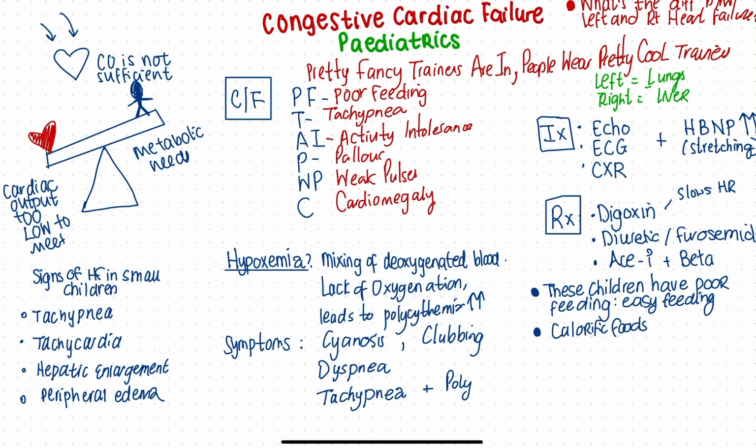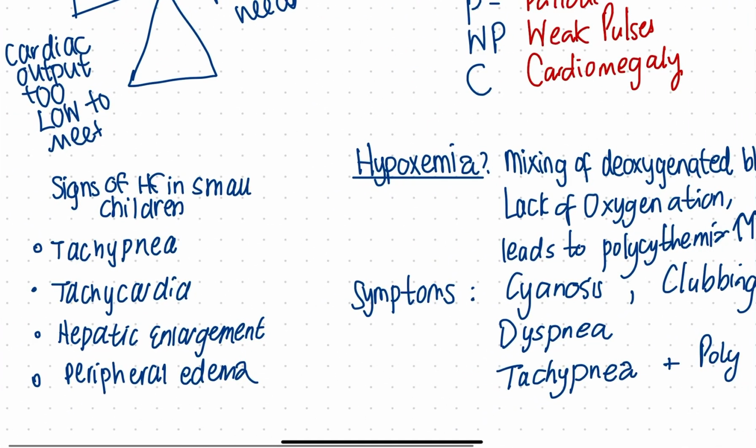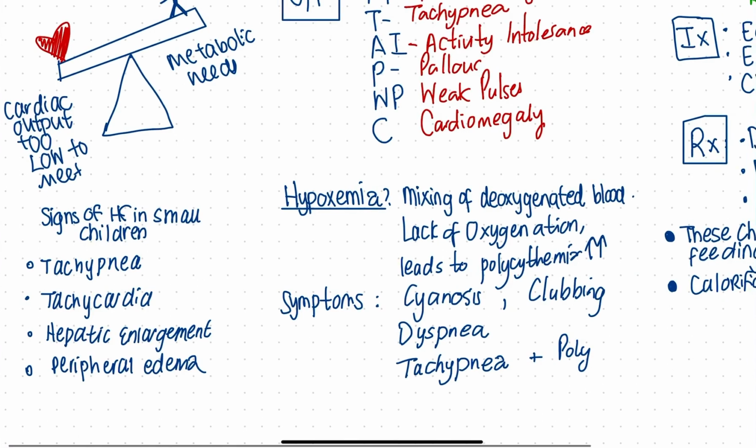The symptoms of hypoxemia include cyanosis, which is bluish discoloration of the skin and mucosa, clubbing, dyspnea, and tachypnea, which is a faster breathing rate and shortness of breath. Signs of heart failure in small children always include tachypnea, tachycardia, hepatic enlargement, and peripheral edema.